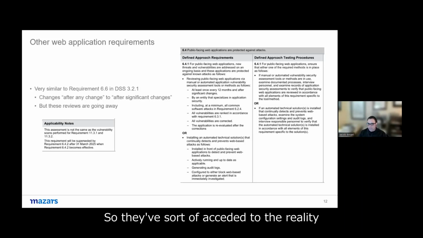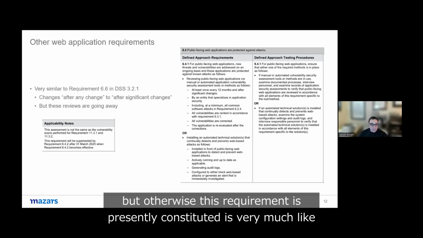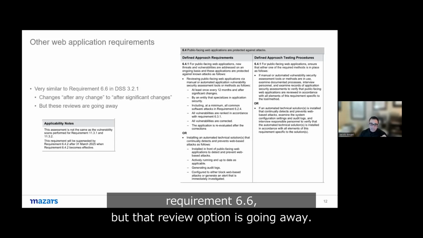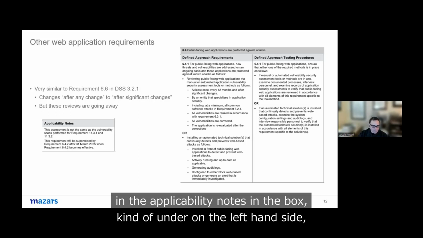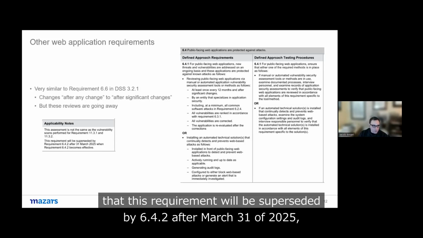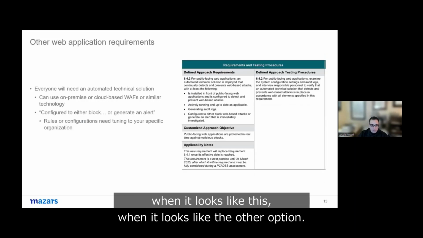So they've acceded to the reality that doing it after every change is at least not happening in many cases. But otherwise, this requirement as presently constituted is very much like requirement 6.6, but that review option is going away. And so you can see here in the applicability notes in the box on the left-hand side that this requirement will be superseded by 6.4.2 after March 31st of 2025, right? When it looks like this, right? When it looks like the other option.